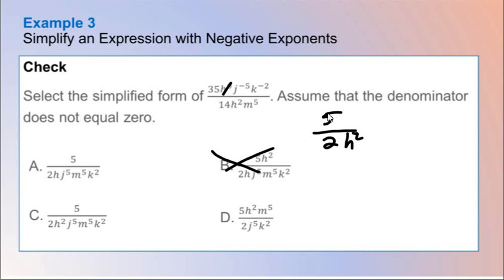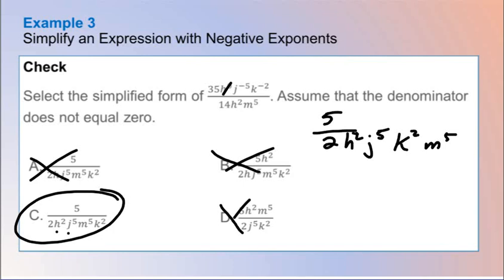Let's see, we got j to the -5th. That has to be on the bottom as a positive, so j to the 5th on the bottom. So the one that we have h squared on the bottom, this one can't work. H squared in the bottom is here. J to the 5th on the bottom is here. This one does not have h squared in it, so it can't be a. K to the -2nd needs to be on the bottom as k squared, and then m to the 5th. Our correct answer would be letter C.